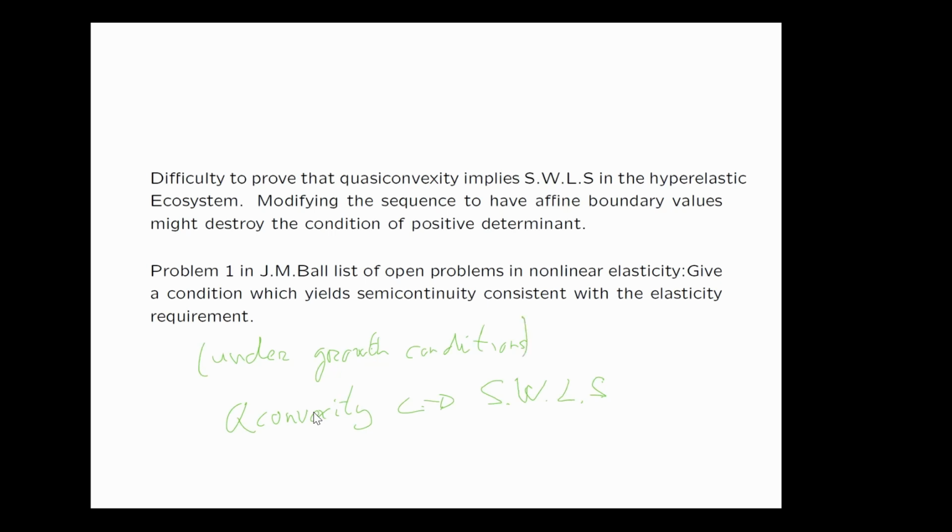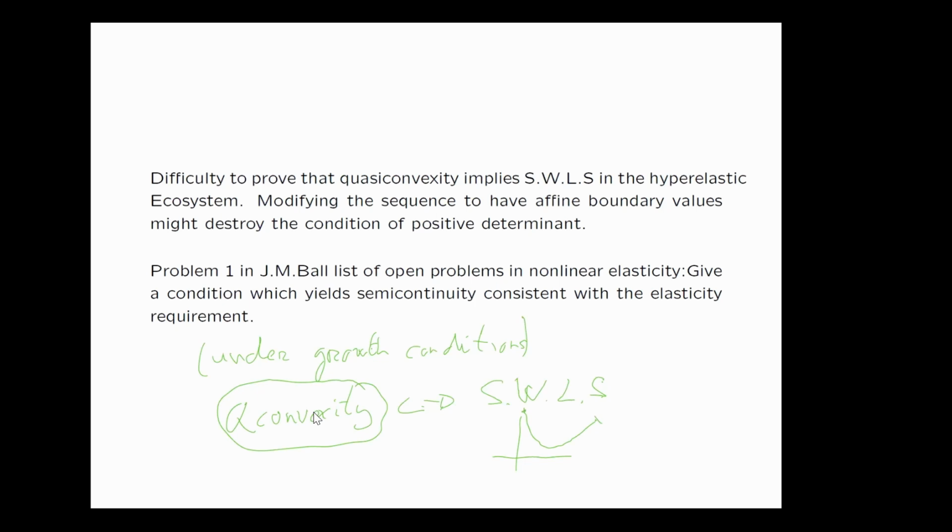Now, if I have this feature that is required in elasticity, that the energy blows up as the determinant goes to zero, then this is inconsistent with the growth conditions. So the growth conditions for which Morrey's theorem applies are inconsistent with these models in elasticity. And the first problem in the list of open projects of John Ball in the 80s about nonlinear elasticity and its mathematical theory was to understand whether quasi-convexity or another condition would give a sequential weak lower semicontinuity under this hyperelasticity condition. That is to say that the energy blows up when the determinant goes to zero.